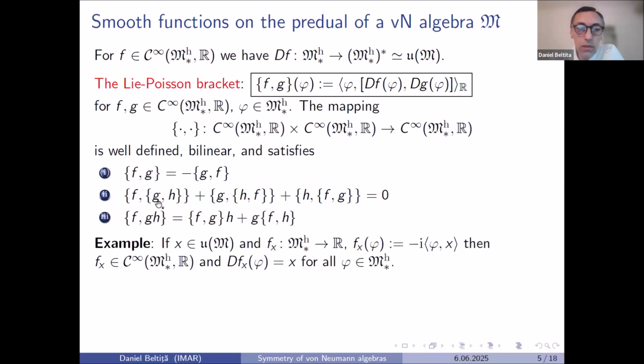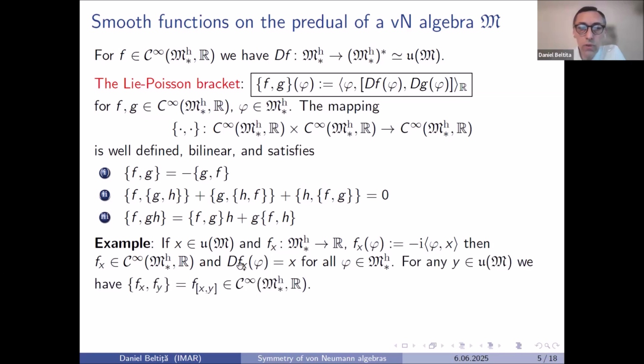As an example, to see what kind of information we can recover from this symmetry, let us construct these simple functions, linear functions. For every skew adjoint element in the Lie algebra, in the von Neumann algebra, we can form the corresponding linear function on the predual. As this is a linear function, its derivative is of course constant, and its value at every point is exactly the element that we started from. And then it is natural that if we take the Poisson bracket of two such functions, we obtain the function corresponding to the commutator of the two elements.